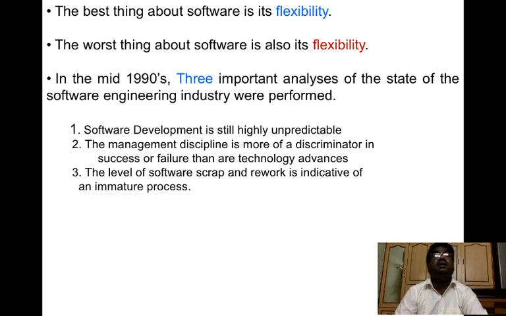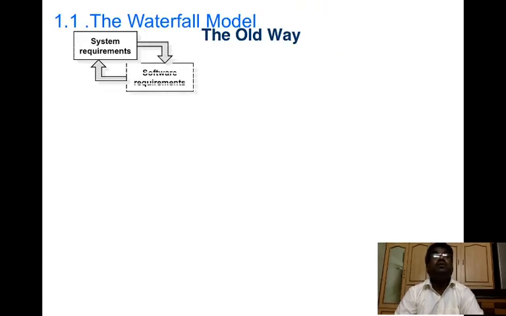And there are 3 important principles drawn by software analysts. First one is that software is flexibility. Second, the worst thing about software is also flexibility. Waterfall model.